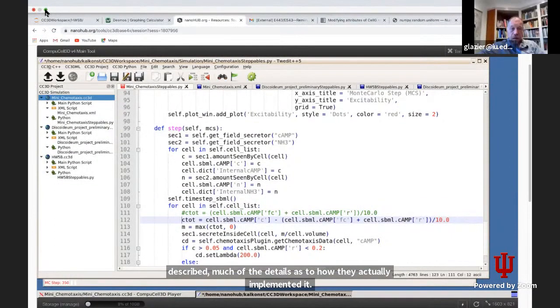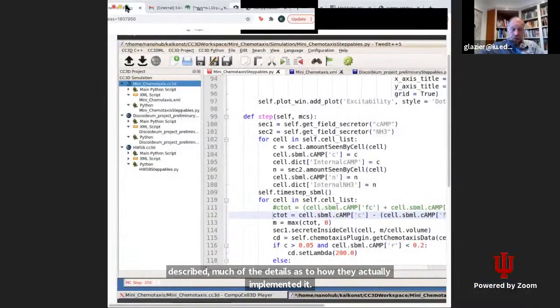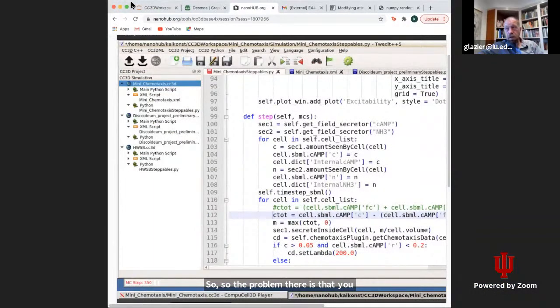So the problem there is that they don't distinguish which part of the cyclic AMP is outside the cell and which is inside. And so if the reaction is occurring inside the cell, you don't want to secrete. If you secrete all the cyclic AMP to the outside, then the cell will stop oscillating. If you keep it all inside, then the signal cells don't signal to each other.